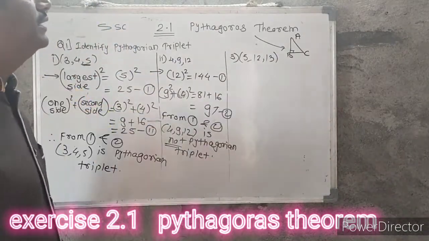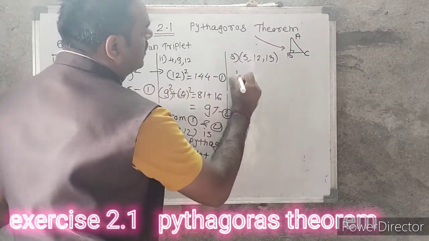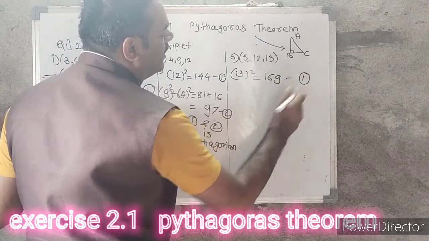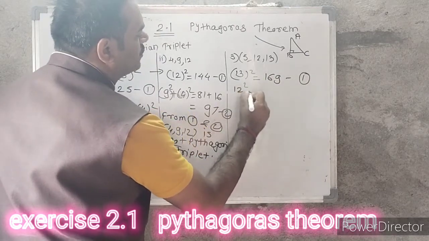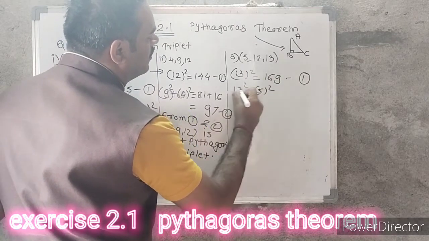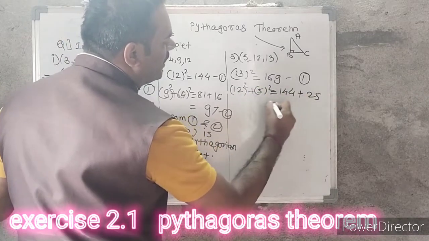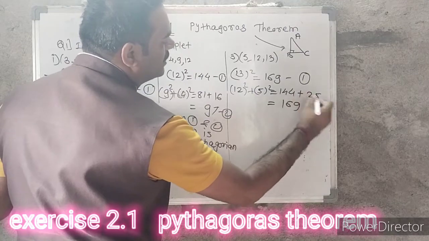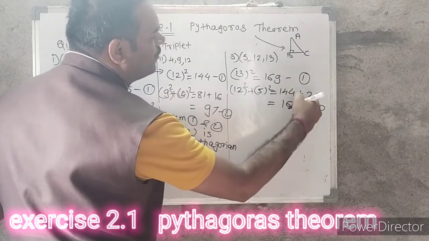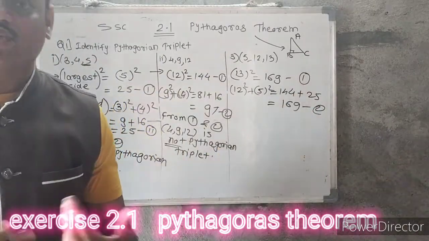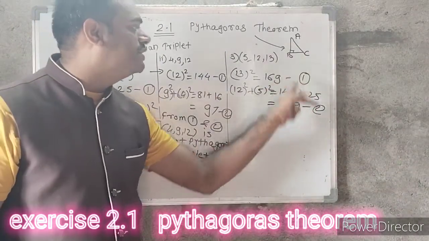Now here 5, 12 and 13. Again 13 square, largest side square, that is 169. Question here 1. Then take 12 square plus 5 square. 12 square is 144 plus 5 square is 25. So again the addition is 169. 5 plus 4 is 9, 4 plus 2 is 6, 1 as it is 1. So see that 169 is equal to 169. Yes, definitely both are the same.